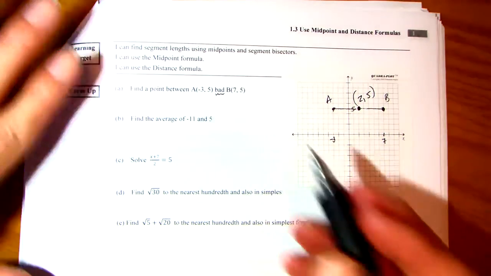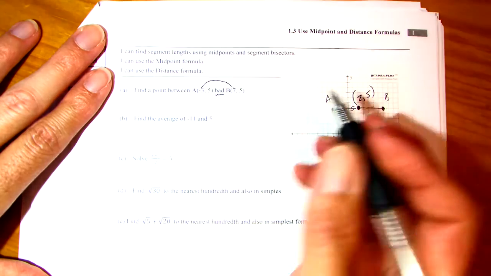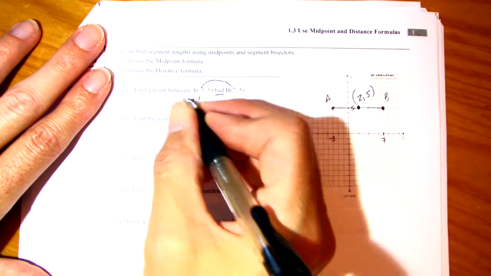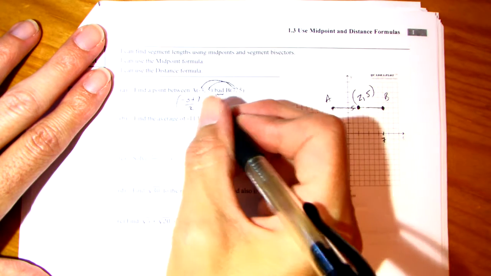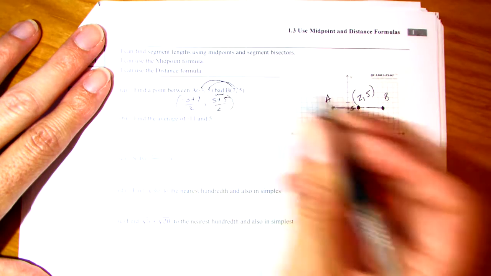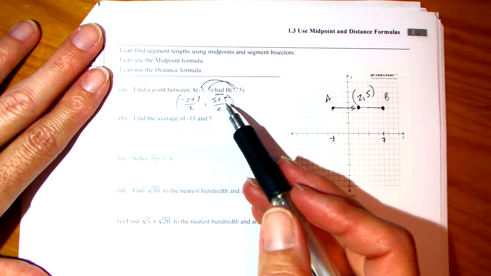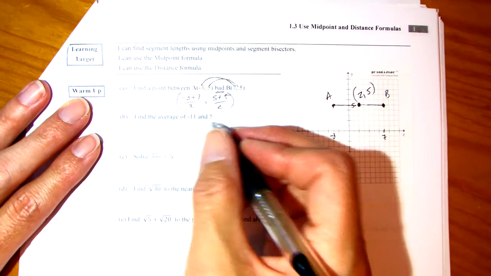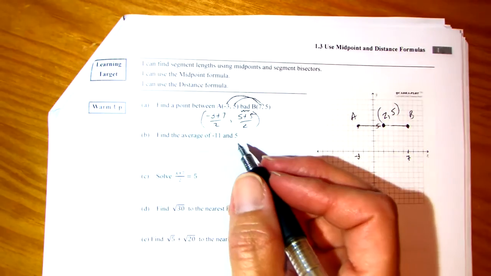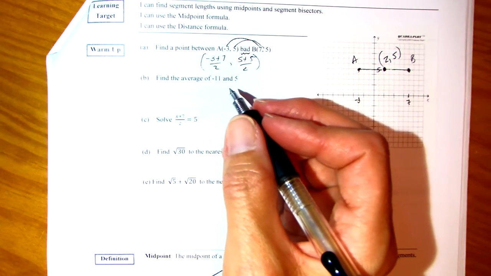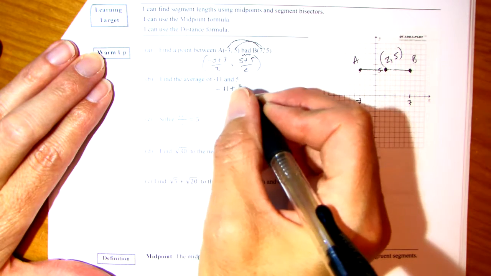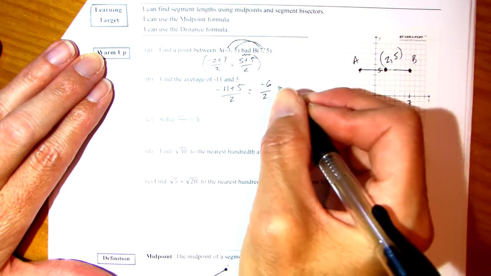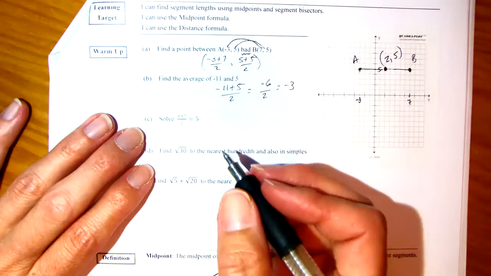Of course, you could just add up the two x's, -3 plus 7 over 2, and add the two y's, 5 plus 5 over 2, to get our results. If you recall, this is our formula for midpoint. Find the average of -11 and 5. We have two numbers here to find the average. Add them up. -11 plus 5 divided by 2 is going to equal -6 divided by 2, which is equal to -3.